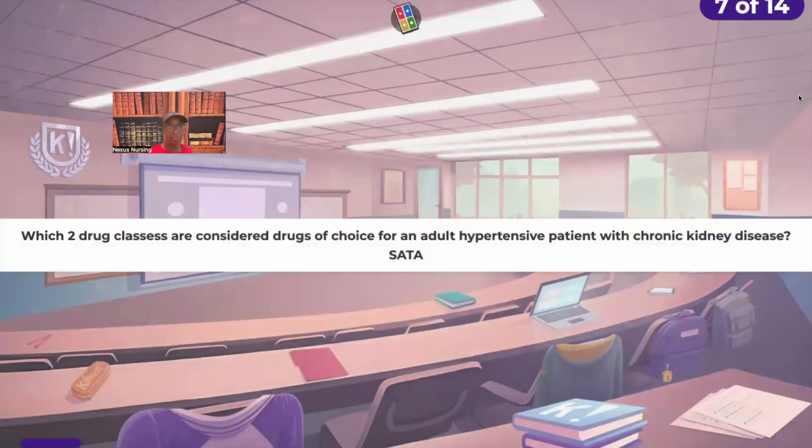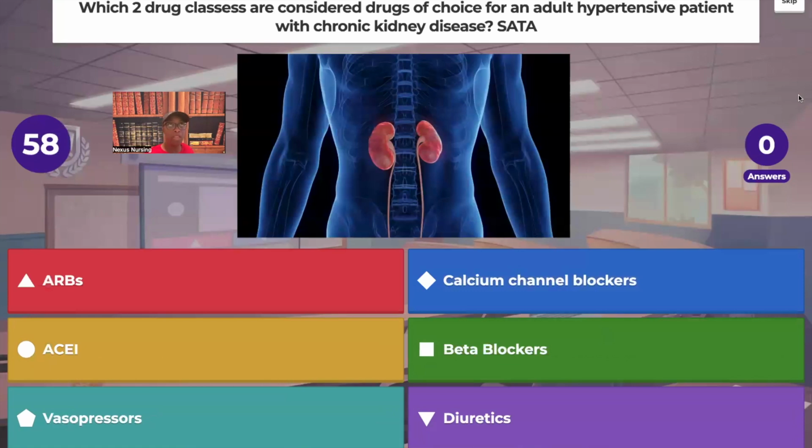Select all that apply. Which 2 drug classes are considered drugs of choice for an adult hypertensive patient that has chronic kidney disease? So you have to choose 2 drugs. This is another one. You have to know this for RN and you have to know this for NP. Which 2 drug classes, guys?